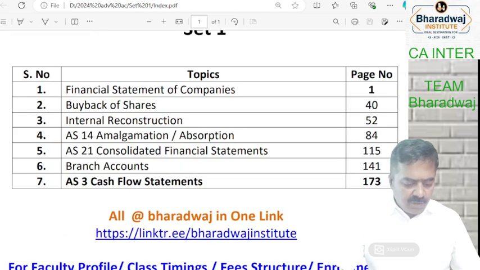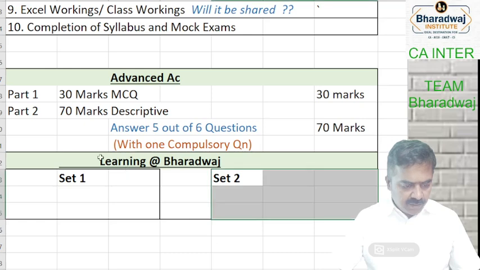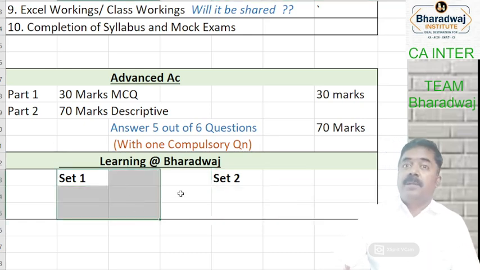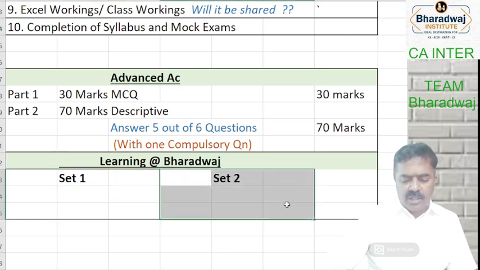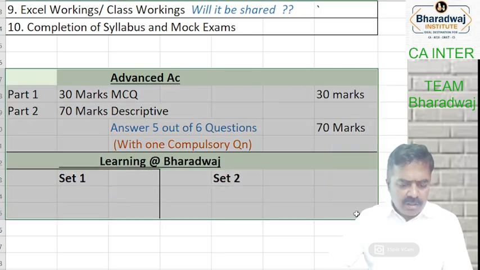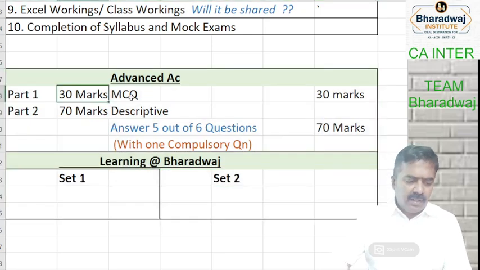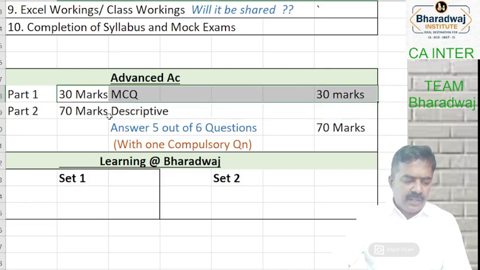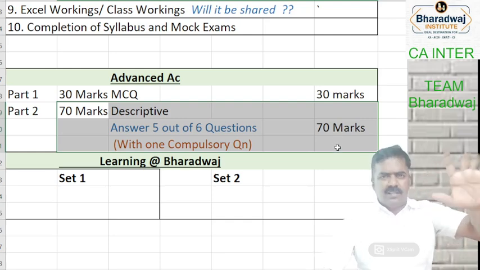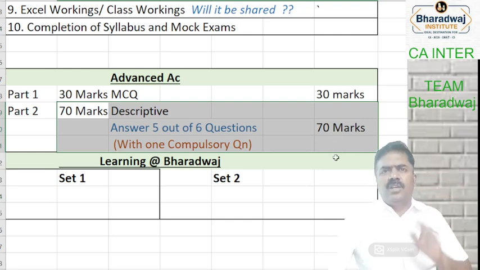Am I clear in what I am communicating? Clear? So Set 1 in our classroom will take about 60% of total learning time. Set 2 will take about 40% of our total learning time. This is your mark allocation for the exam. This is your standardized paper for the exam. And as I told you, just go ahead with the classes, then you will be comfortable.